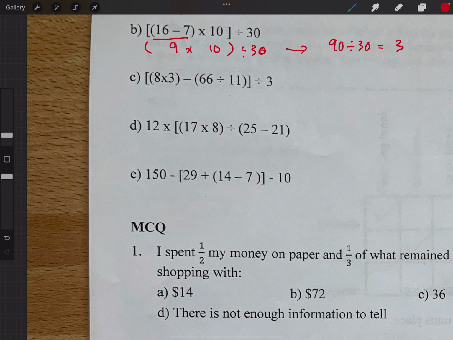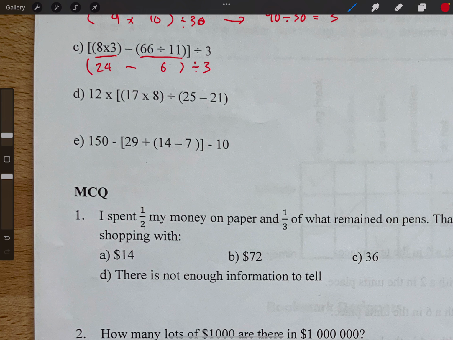Alright, next one. Innermost brackets first will be this one here, and this one here. So this one will be 24. This one will be 6. Alright, you can work that out on your own. So we do the most inner bracket first, okay, and then the divide. Next one, you're gonna get 8 times 17. Do that first, then do this.